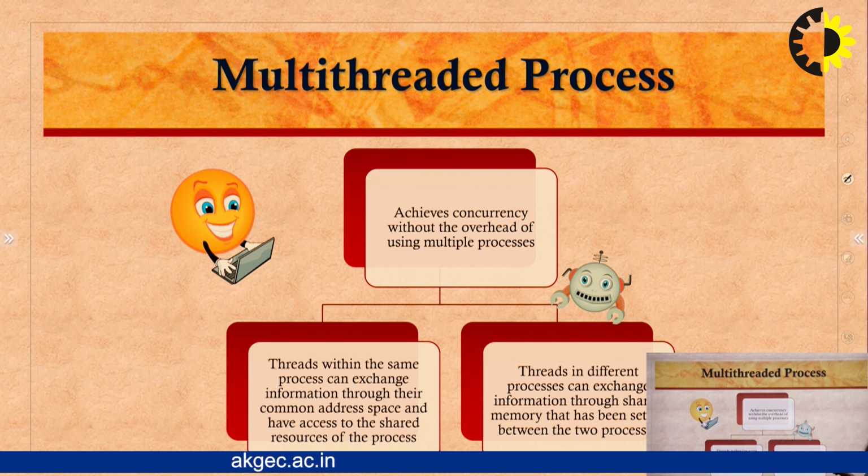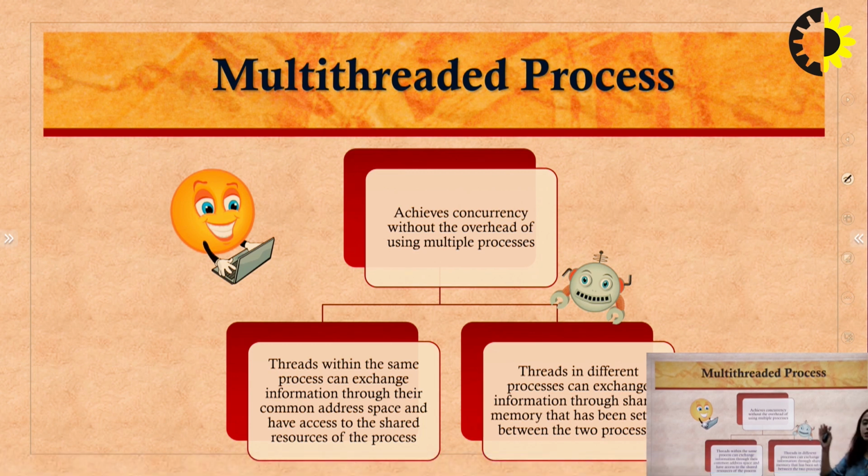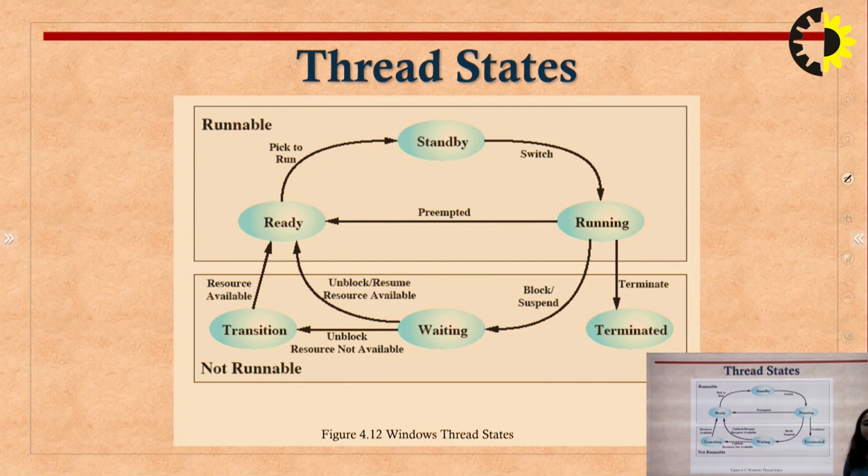Now, threads in different processes can exchange information through shared memory that has been set up between the two processes. I just told you that in inter-process communication, one process communicates with another. This happens in two ways: one is message passing and the other is shared memory. Whenever two threads are present in two different processes, they will communicate through shared memory set up between both processes. Now, thread states.